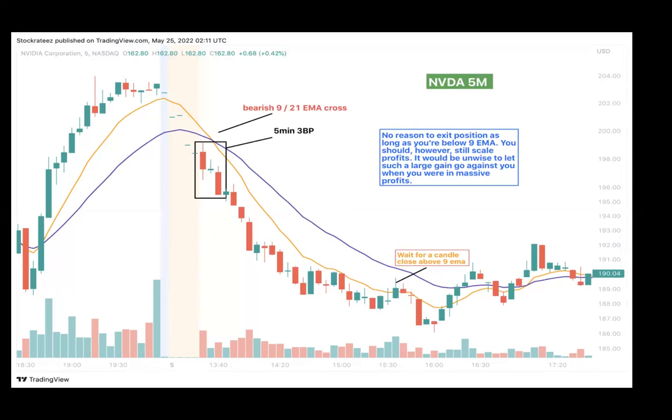So you want to get the most out of your money. So no reason to exit. Absolutely no reason to exit as long as you're below the 9 EMA. That's my opinion. So you would never let a huge move like this go against you. You let it go all the way back up here. That would be stupid.